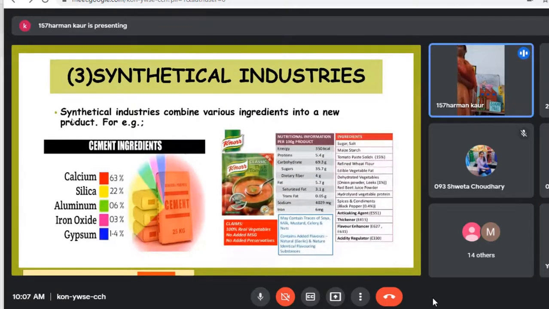So here's an example of Knorr soups. The soups are made by using, here you can see the ingredients: sugar, salt, milk, starch, tomato paste, solids, refined wheat flour, and so on. All these materials or ingredients are combined to make a single product, which is Knorr soups.